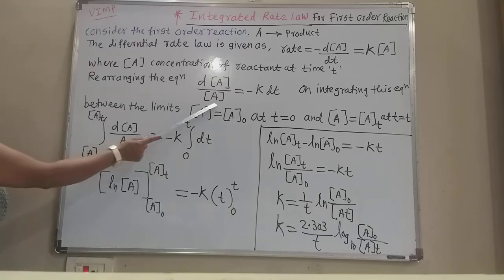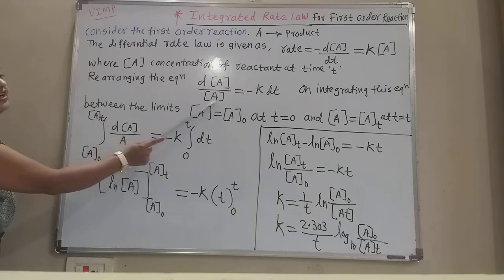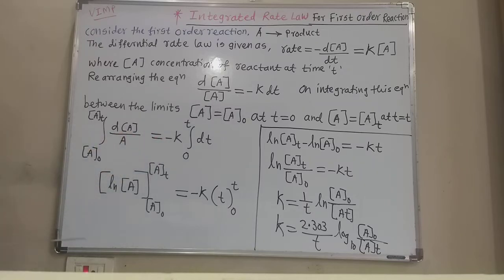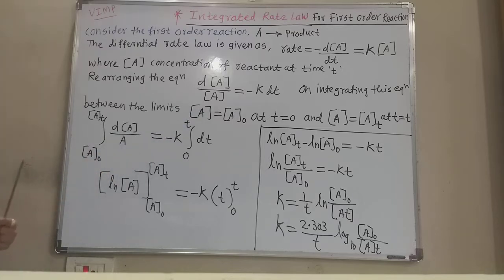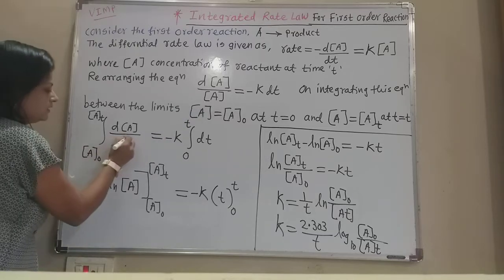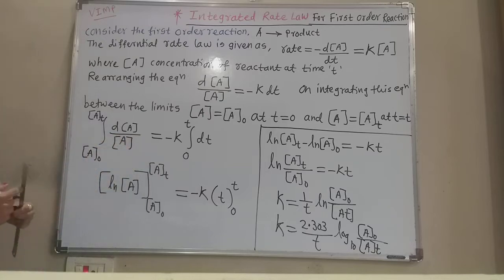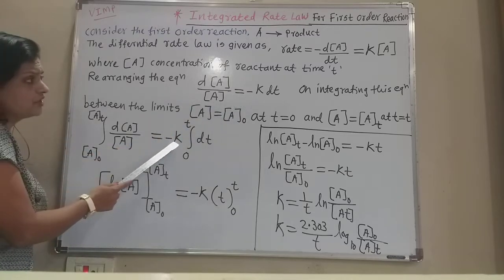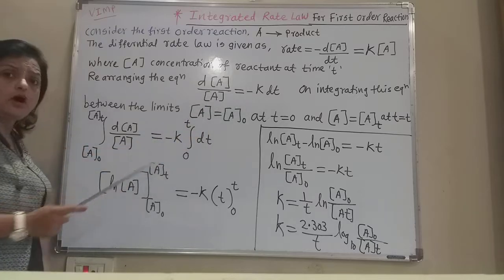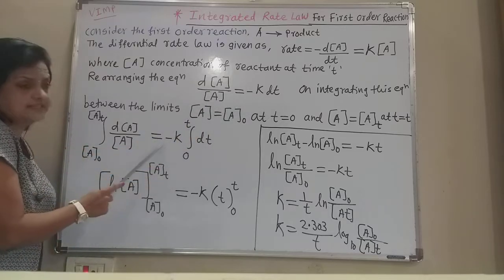Now we take the integration of this rearranged differential rate. Now I write here d[A] divided by [A], the concentration of A here, and again here also take the integration to the right hand side. Now as k is constant and this negative sign is outside of the integration sign.